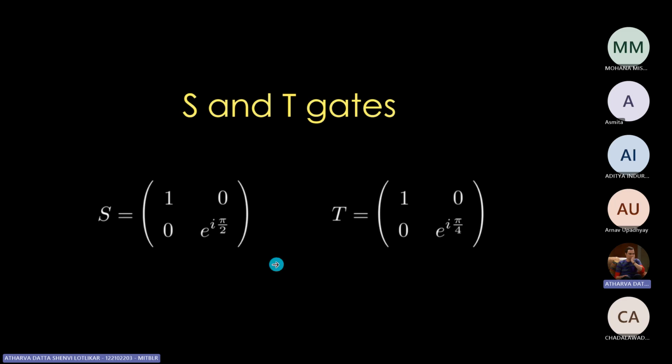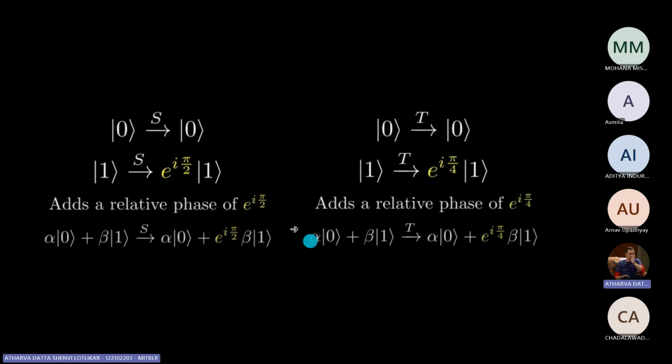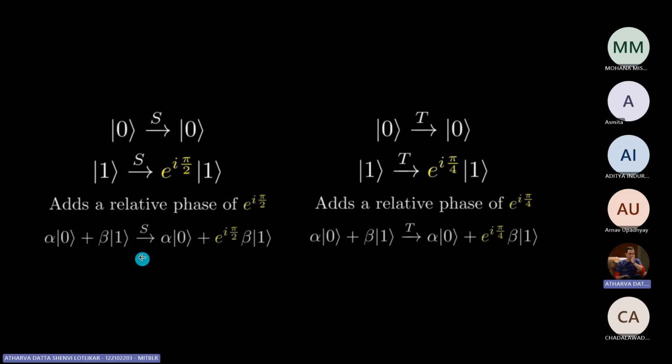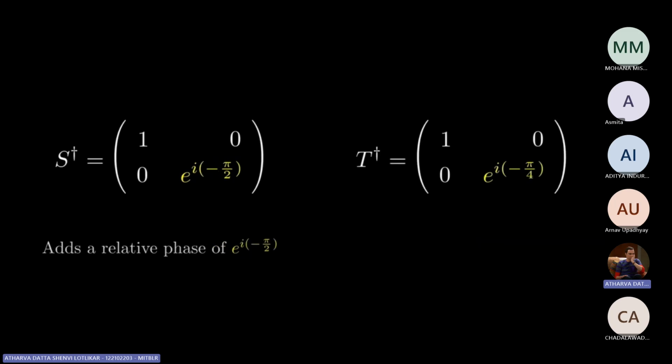So these are your S and T gates. What they do is change your phase. The S gate adds a relative phase of pi by 2. So if you have a qubit here and you apply the S gate on it, you get e raised to i pi by 2, so you're rotating it by pi by 2. But with the T gate, you're applying 45 degrees, so you're changing the relative phase by 45 degrees. So that's the whole concept of the S and T gates.